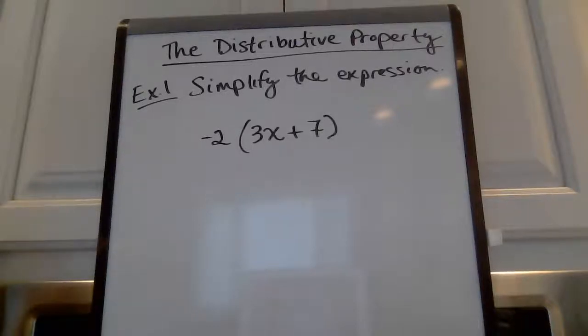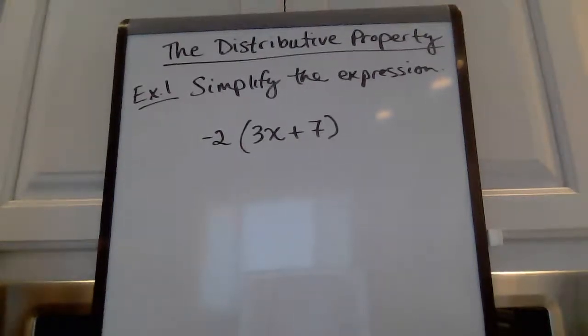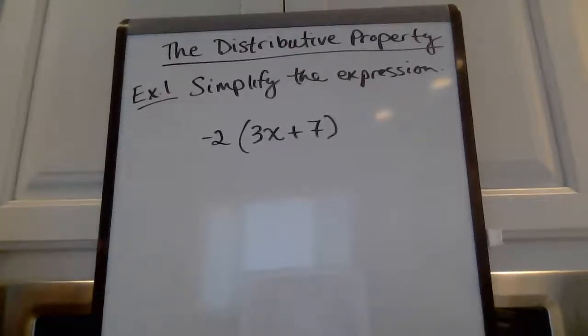Okay, let's talk about the distributive property. So our first example says simplify the expression. It's an expression because it doesn't have an equal sign, and we have some operations happening. We have multiplication, we have addition.